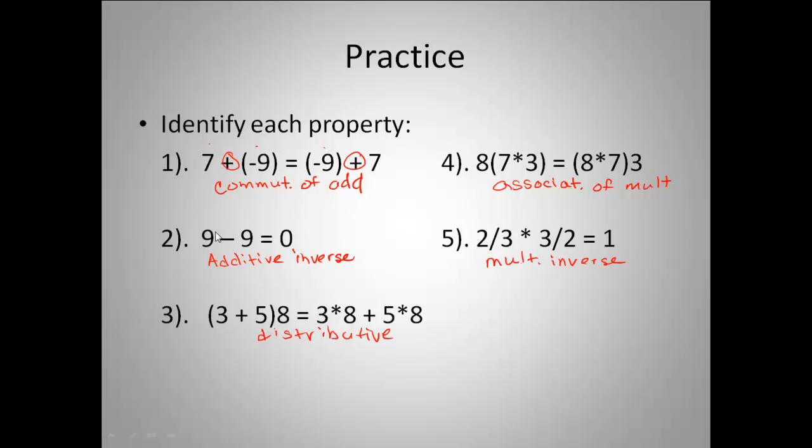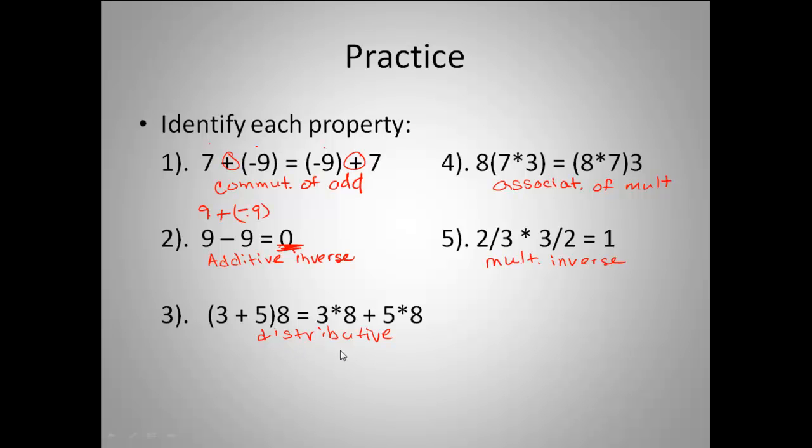Number 2, this one you might not have recognized. This is actually your additive inverse. Because with a minus sign, what that really is, it is adding the opposite. So we take 9 plus -9, and that gives us our identity. That should have been the key for this one, was that it equaled our identity. So that's our additive inverse.